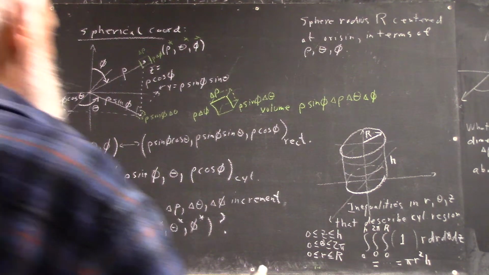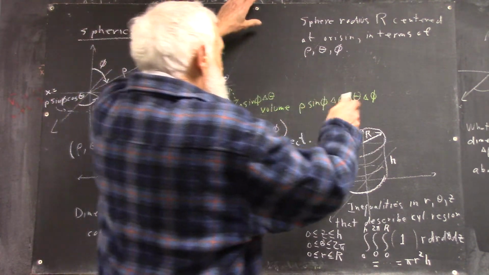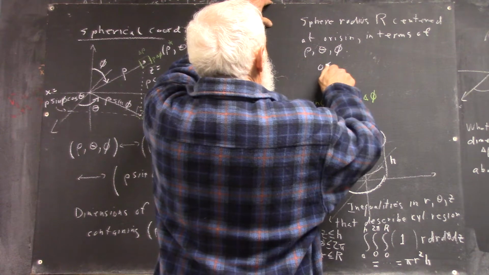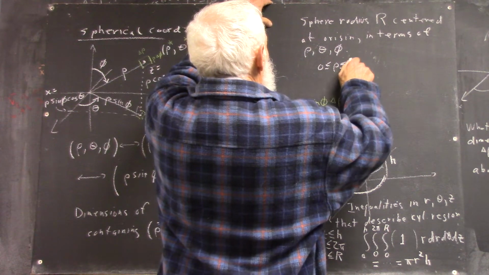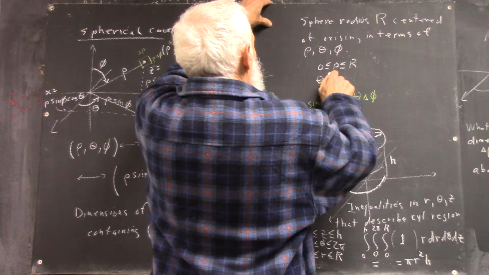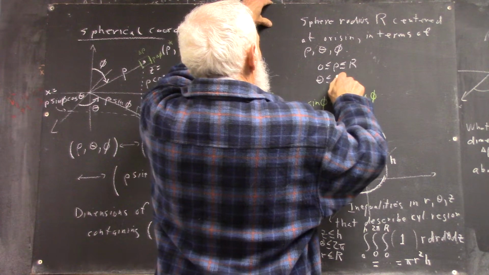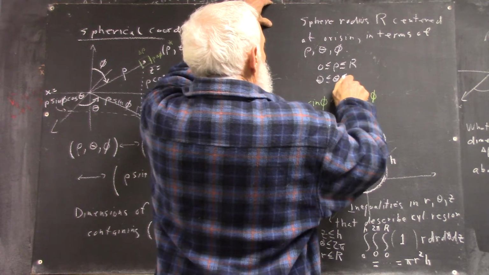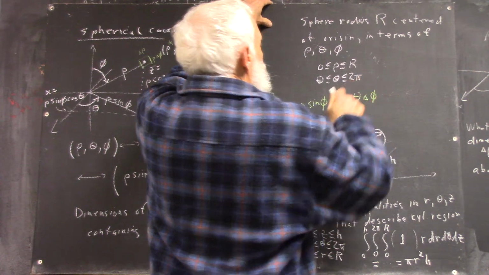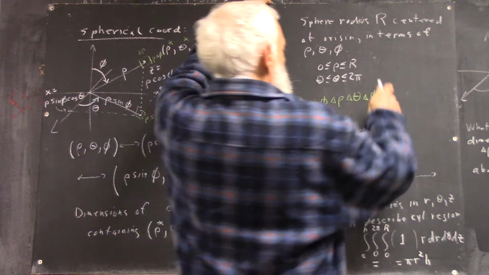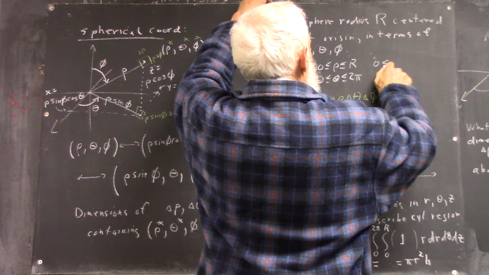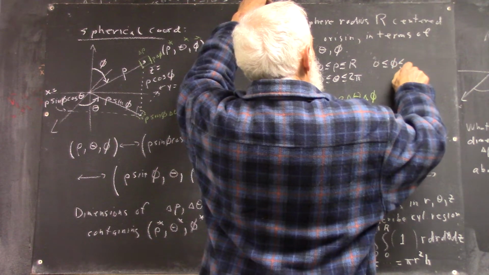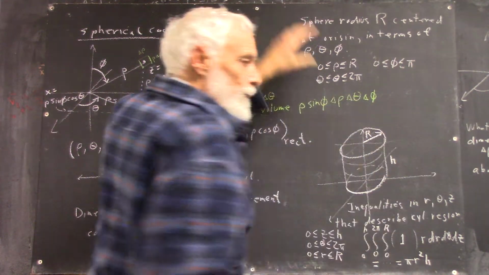Okay, so first place, you saw this very well, that rho goes from 0 to R. Theta goes from 0 to 2 pi. And then the one that's maybe a little tricky is phi, that goes up to pi.